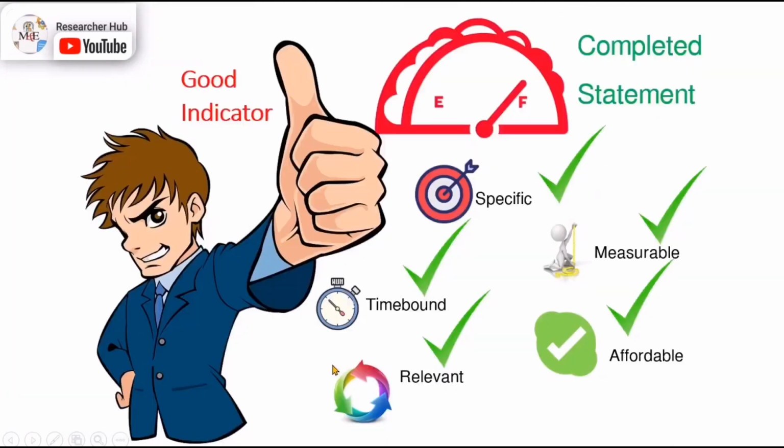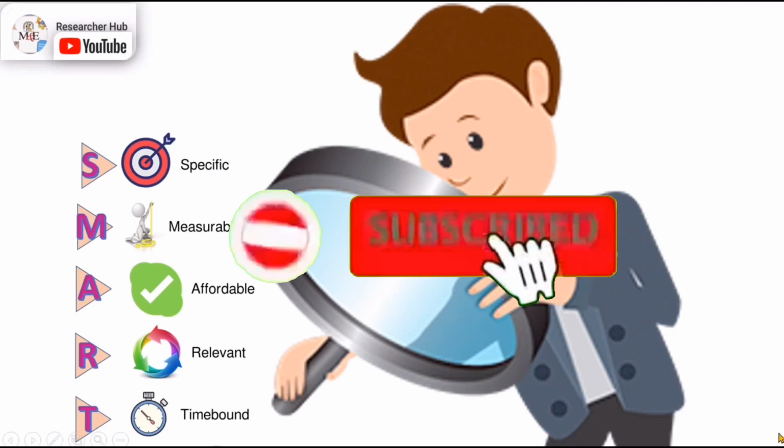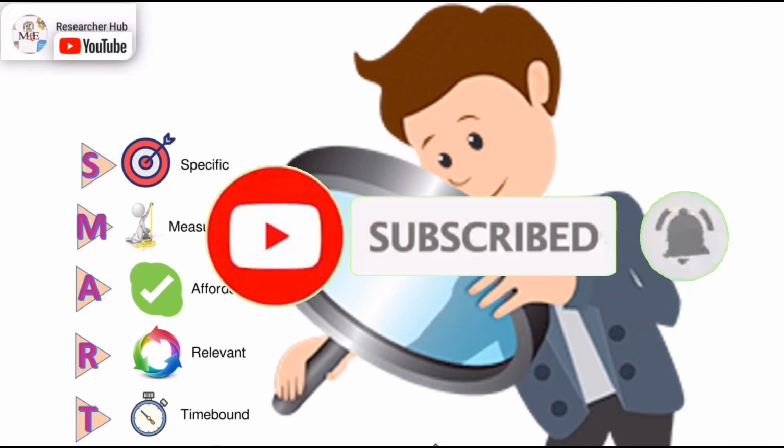So we have mentioned all five points: specific, measurable, affordable, relevant, and time-bound. So in short, a good indicator, a SMART indicator, must be specific, measurable, affordable, relevant, and have a time-bound.